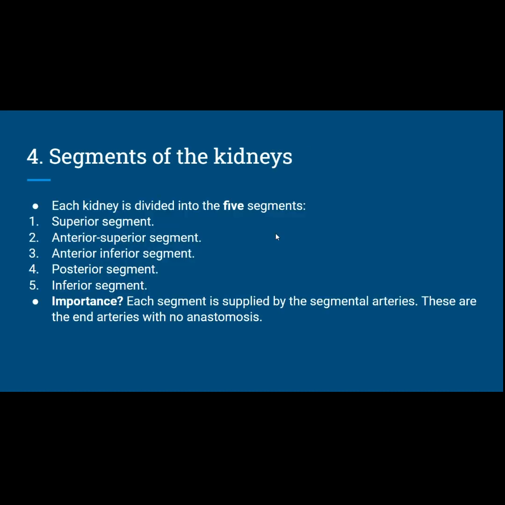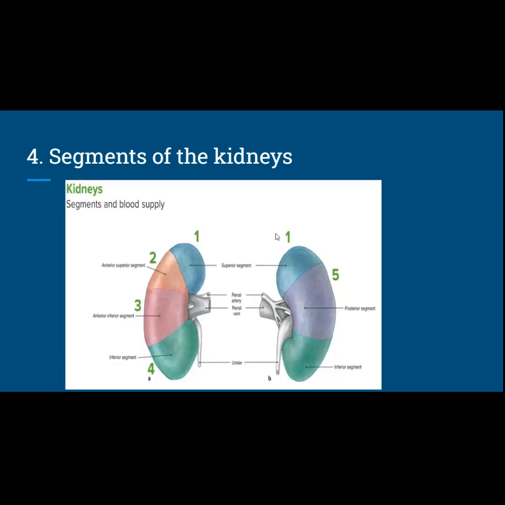So now we are going to move on to the next segment, which is the segments of the kidneys. So each kidney is divided into 5 different segments. So these segments are superior segment, anterior superior segment, anterior inferior segment, posterior segment, inferior segment. So what is the importance of these segments? Each segment is supplied by the segmental arteries. So these are the end arteries with no anastomosis. So each renal artery is going to get itself divided into superior segment, anterior superior segment, anterior inferior segment, posterior segment, and inferior segments. So let's look at the diagrams again.